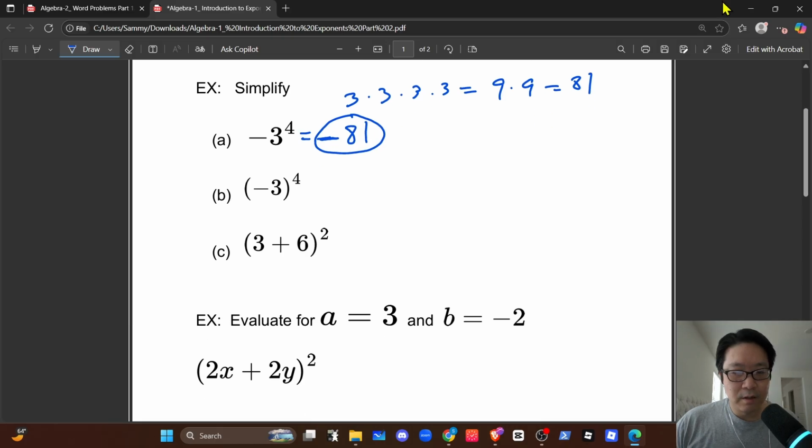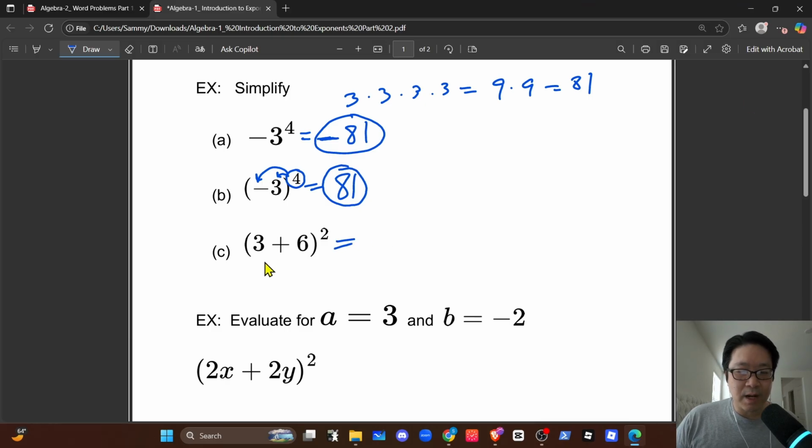So for this one, you do have a parentheses. So the 4 applies to your negative and it applies to your 3. Since we have an even power, the negative is going to turn into a positive. Therefore, the answer to this one is going to be a positive 81.